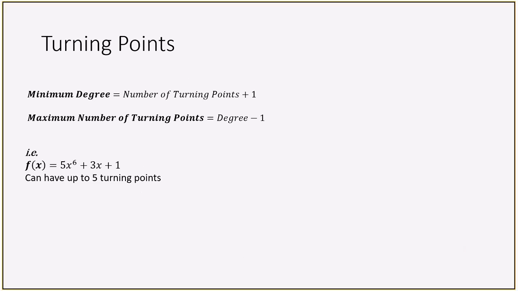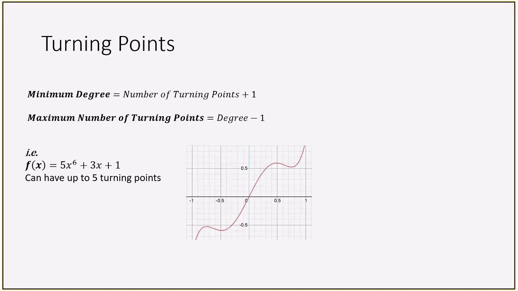Now, a key word there, and I don't want to get too confusing because this is more of a cute property than something we're going to see time and time again. But the keywords here are minimum and maximum. So even though this property tells me that I could have up to 5 turning points, that is not a guarantee. In fact, this is roughly what the graph looks like. I may have changed the coefficient slightly, but this is what the graph looks like.